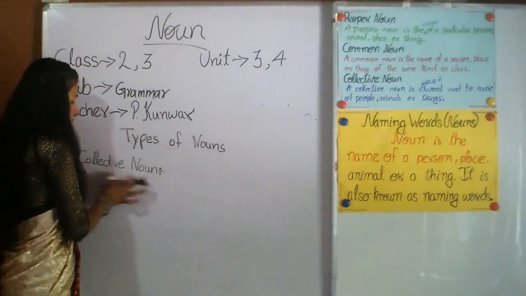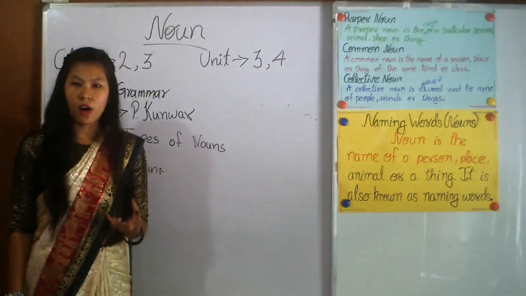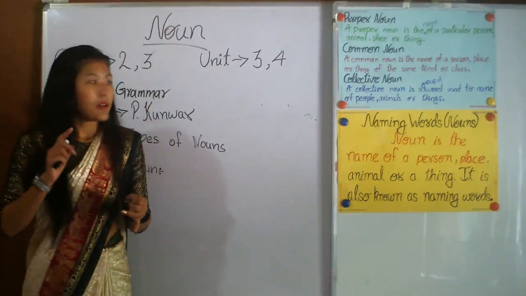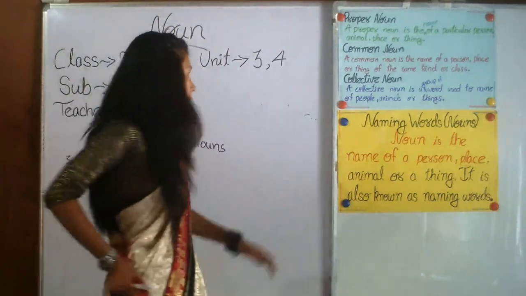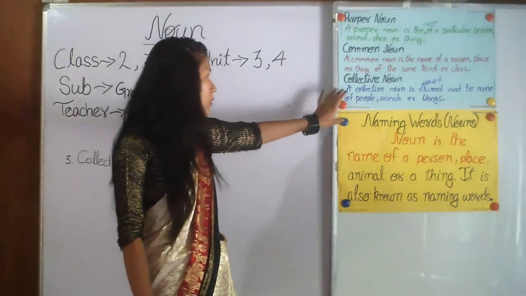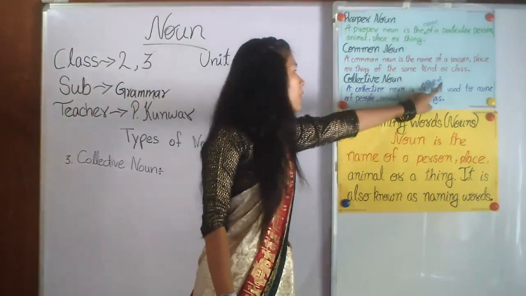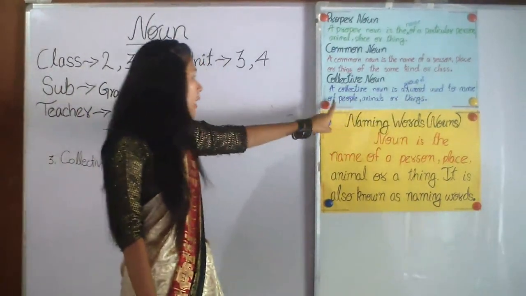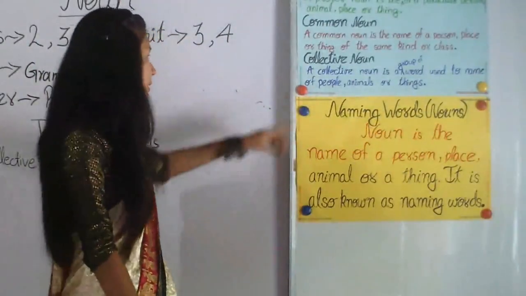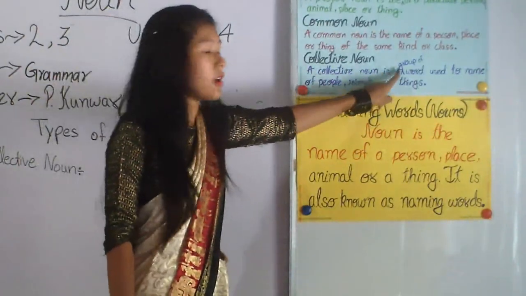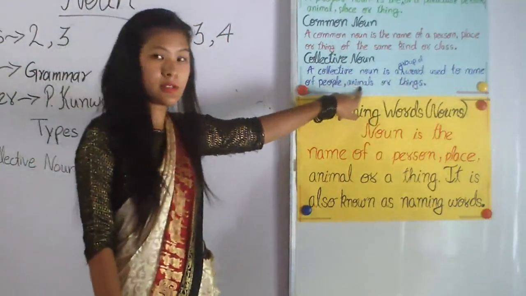Now next is collective noun. So what is collective noun? Naming the group of people, animals or things are collective nouns. Let's look into the definition of collective noun. What is a collective noun? A collective noun is a group of words used to name people, animals or things. Once again, I repeat, a collective noun is a group of words used to name people, animals or things.